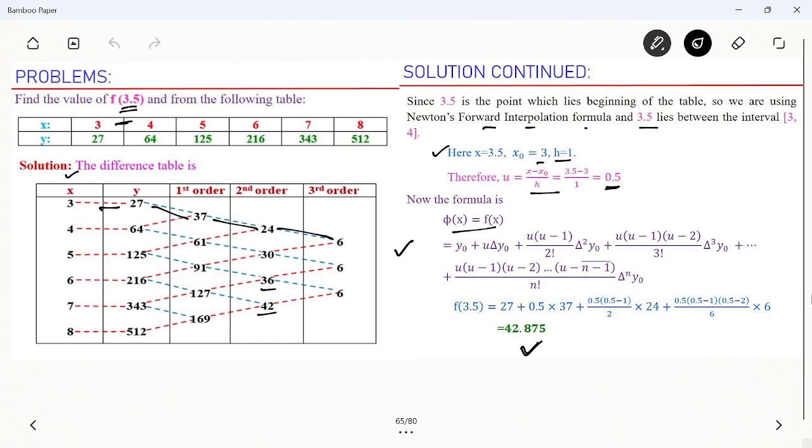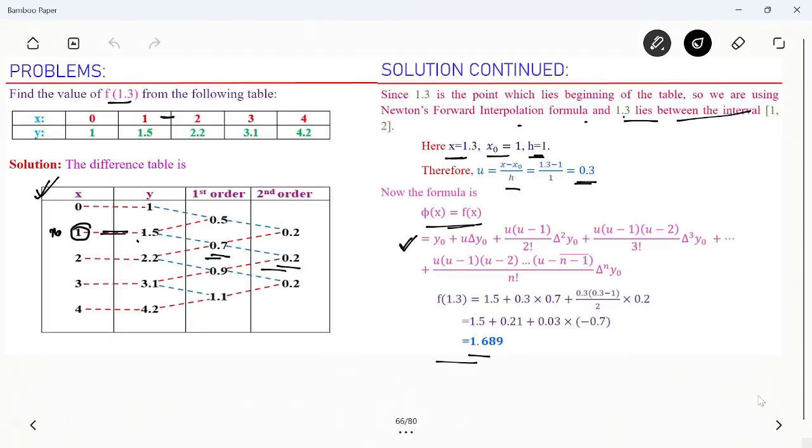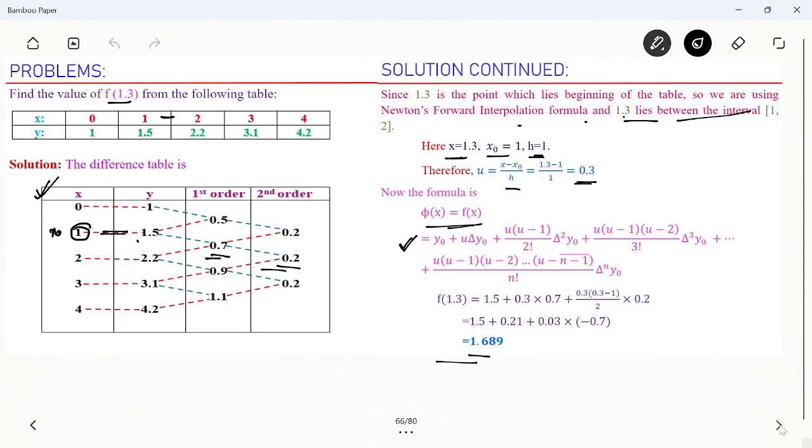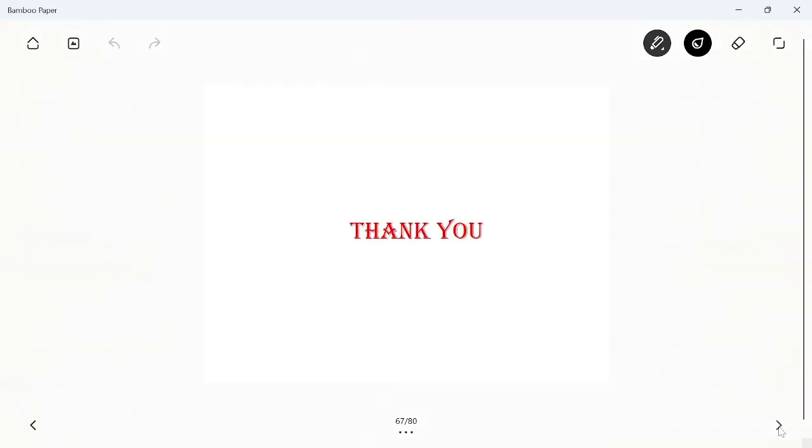This is the first problem. I discussed how to solve this, and there is another one. So we have solved using this formula up to this. In the next class, we will discuss Newton's backward interpolation formula.